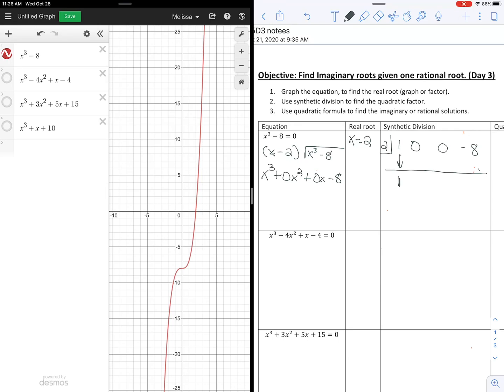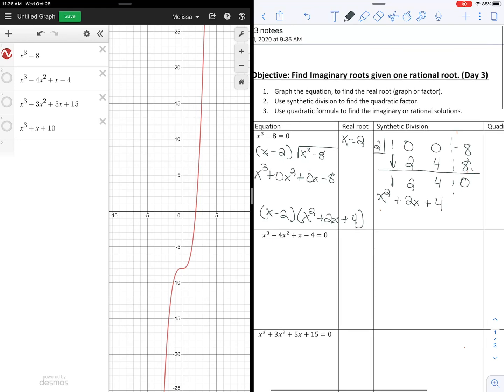So if you recall from synthetic division, the 1 comes down, and then we multiply and add. So 2 times 1 is 2. We add. 2 times 2 is 4. We add. 4 times 2 is 8. And if we've done this correctly, our remainder should be 0. So that means this is our quadratic factor. So x squared plus 2x plus 4 is a quadratic factor. I could actually write this as x minus 2 times x squared plus 2x plus 4. So I have a linear factor and a quadratic factor.